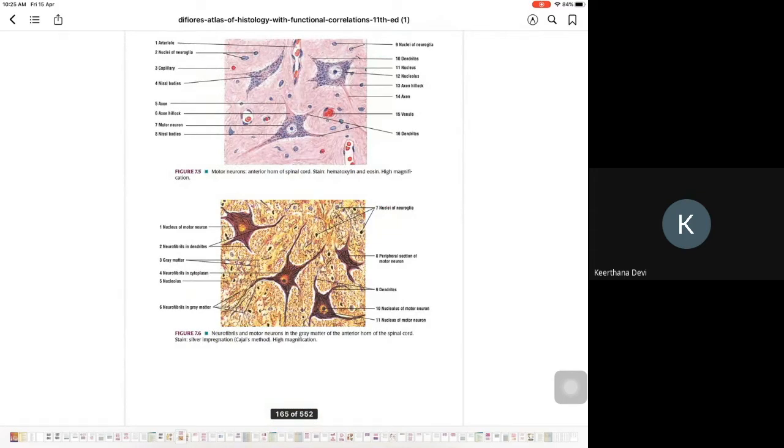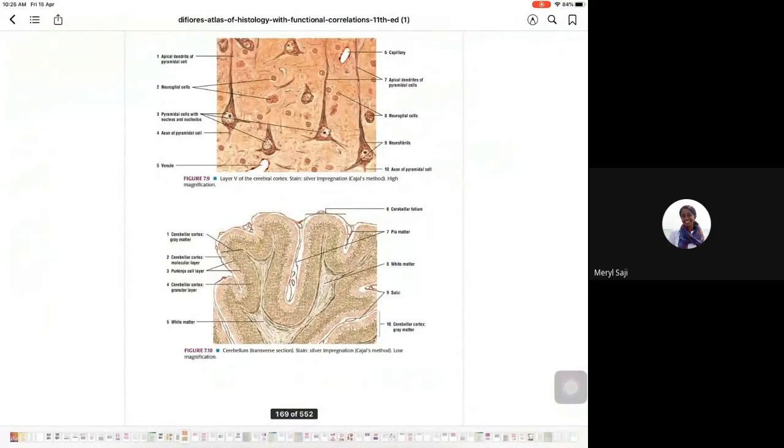I think it's a silver stain. That's why it's looking like that. In silver stain, the neuron and neuronal processes will be black in color. Apical dendrite of pyramidal cells, neuroglial cells, pyramidal cells with nucleus and nucleolus, axon of pyramidal cells, venules, capillary, apical dendrites of pyramidal cells, neuroglial cells, neurofibrils, and axon of pyramidal cells. Super. You understand, Manav?